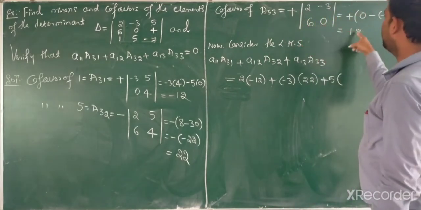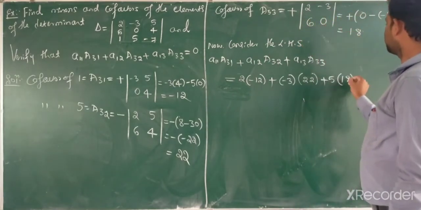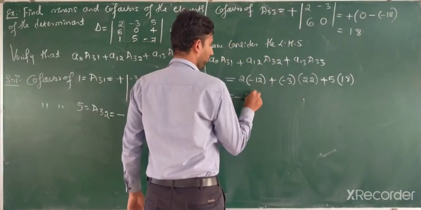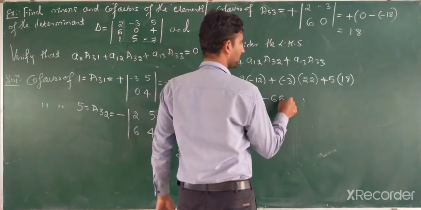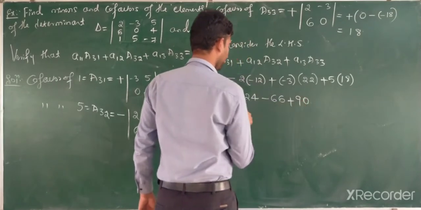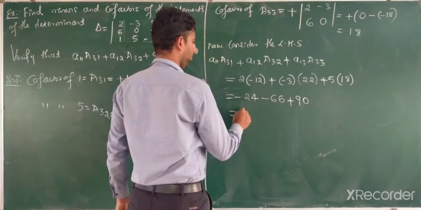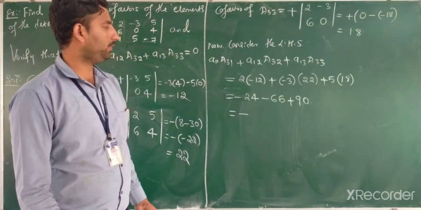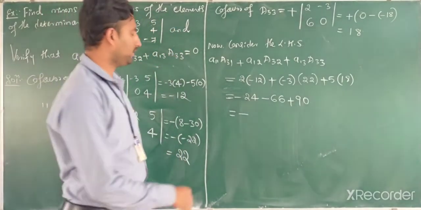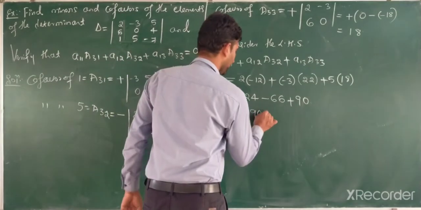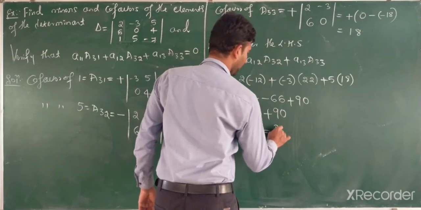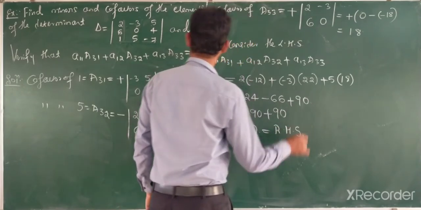A33 is nothing but 18, which is nothing but minus 24 minus 66 plus 90, which is nothing but 24 plus 60. 60 plus 24 becomes 84. 84 plus 6 becomes minus 90 plus 90, which is equal to 0, which is nothing but our RHS.